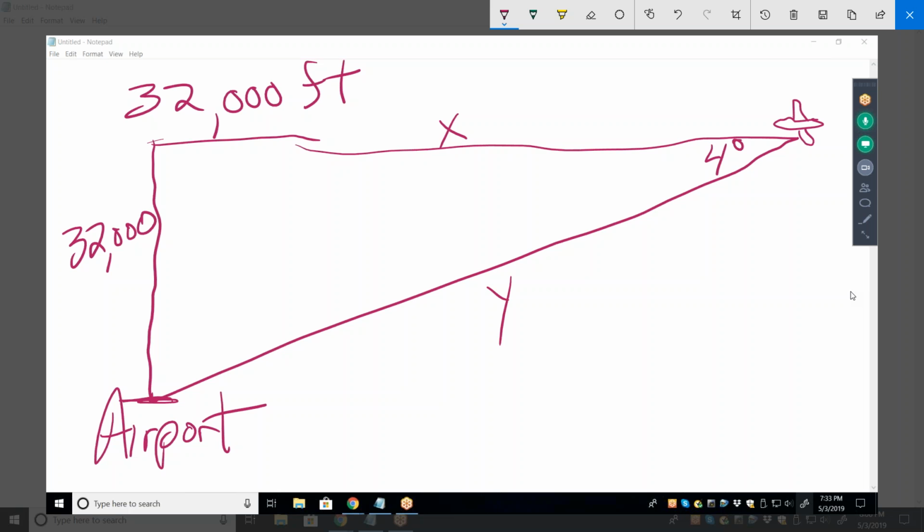Okay. The horizontal distance is going to be x, but the plane is actually going to travel on this path. In other words, they're going to slowly lose altitude and land at the airport. So it's worth knowing both x and y. Okay, how can I figure out x? Think trig. You need a trig function that relates the angle 4 degrees to x and 32,000.